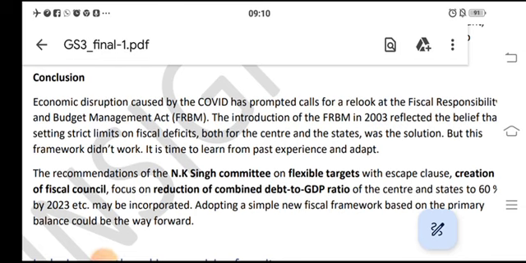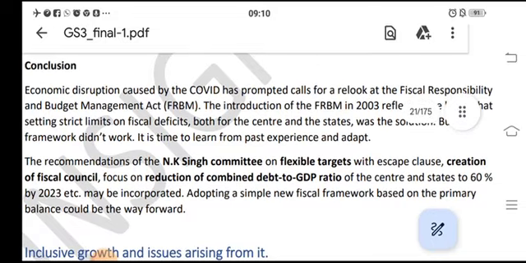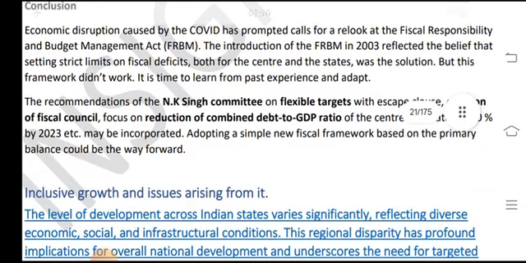Flexible, targeted escape clauses and the creation of a fiscal council, with a focus on the reduction of the combined debt-to-GDP ratio of the Centre and the states to 16% by 2023, etc. Other simple and fuse fiscal frameworks based on primary balances may be incorporated. The way forward: inclusive growth and the issues arising from it.